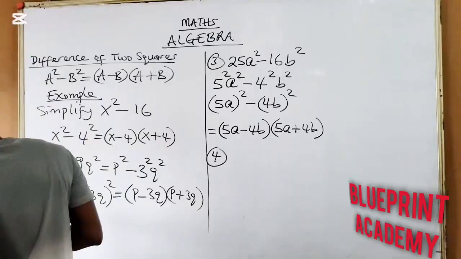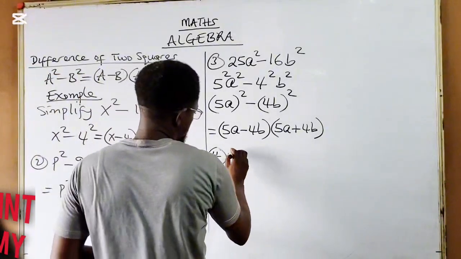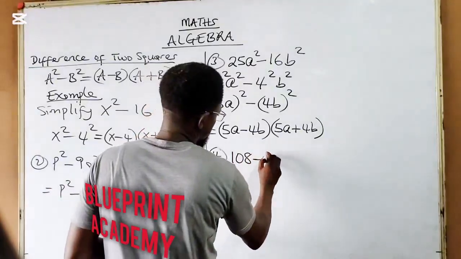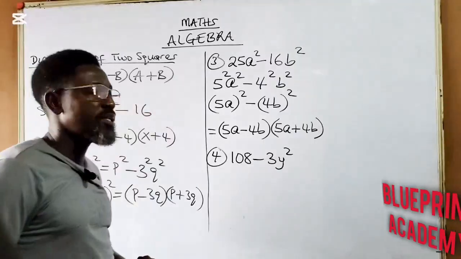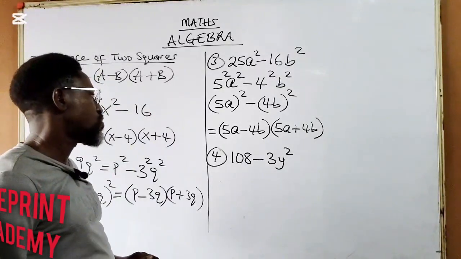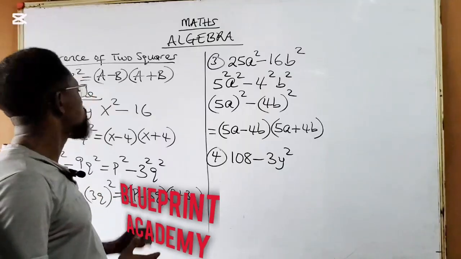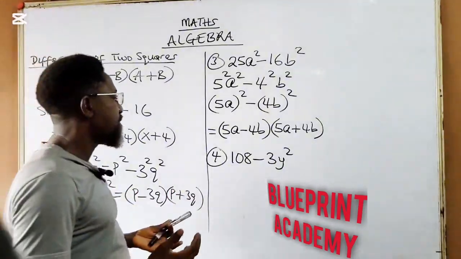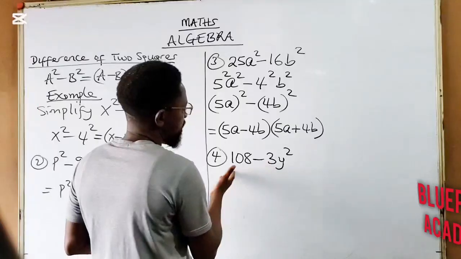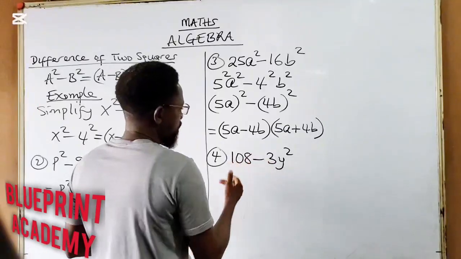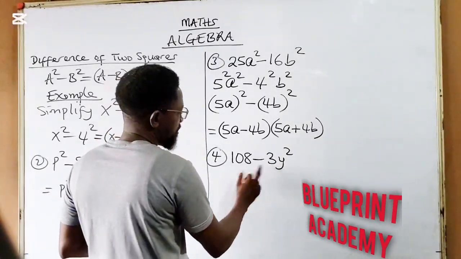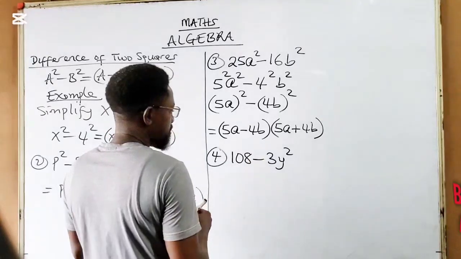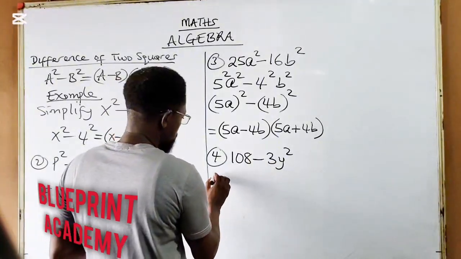Number 4, if you have something like 108 minus 3y squared. If you have something like this, if you want to factorize this one using the difference of two squares, the first thing you have to do is to bring out a common factor here. You bring out a common factor, which in this case is 3. The common factor is what both of them can divide without a remainder, the highest number. So in this case it is 3.